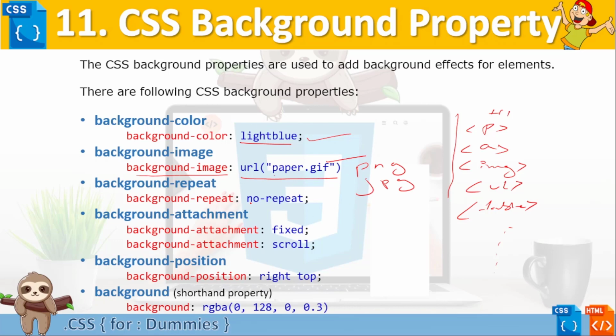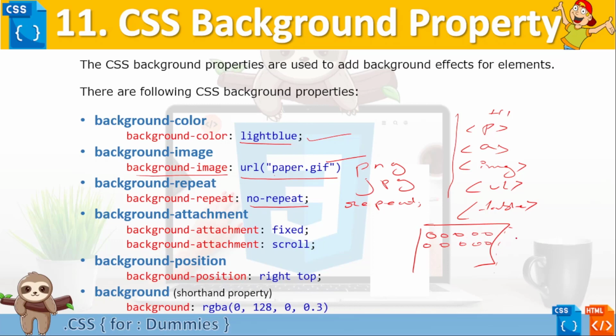Sometimes we want to set it as no-repeat or just repeat. You can set this as repeat as well, which means that if you have a large web page and a small image here, repeat will repeat the image as a tiling effect throughout your web page.